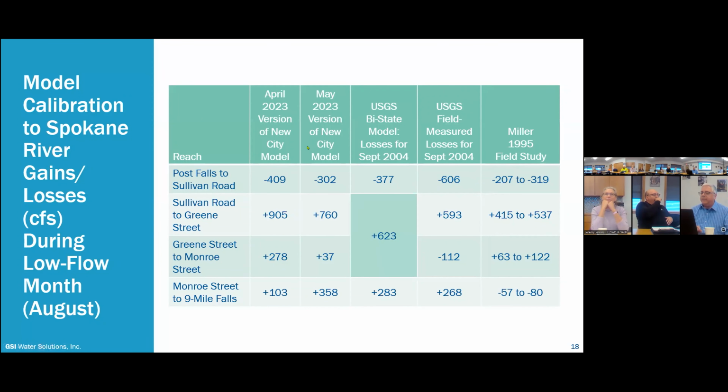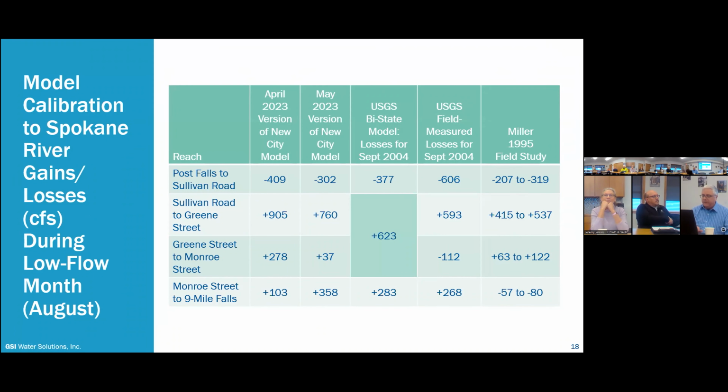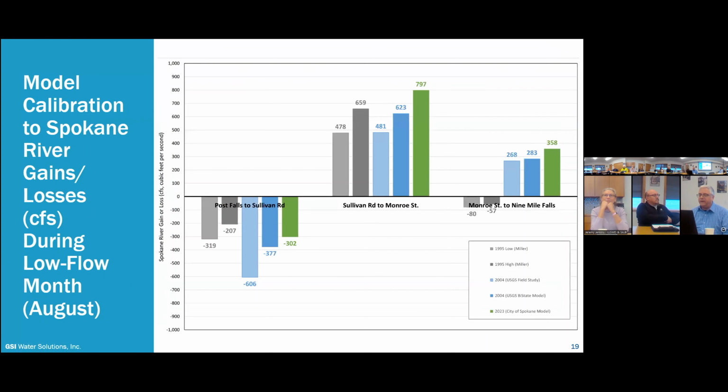I presented this to the city not too long ago. At the time we had a version of the model, the one that we're working with now, which we settled on in May of 2023, but I had presented at the last Spokane River Forum conference in April where we were at that time, and compared it to the bi-state model and some losses it was estimating, and then what they measured in the field around that time, as well as what some earlier work in the 90s by Stan Miller had estimated. Well, these numbers are kind of all over the place.